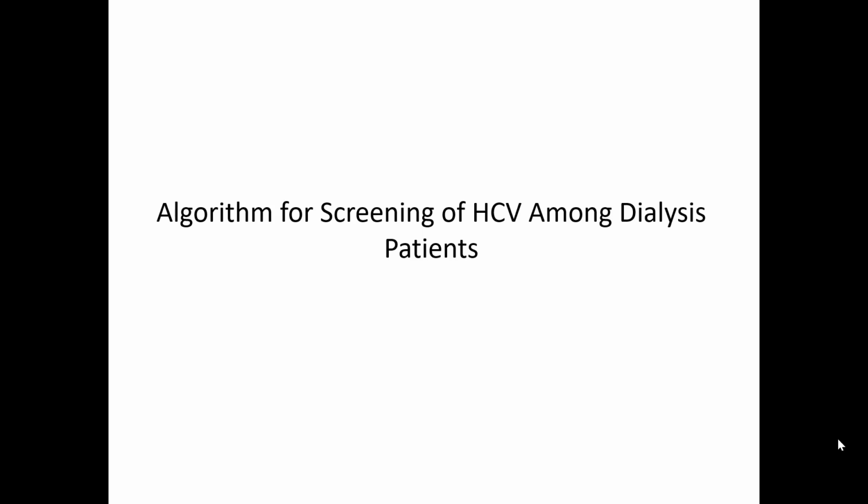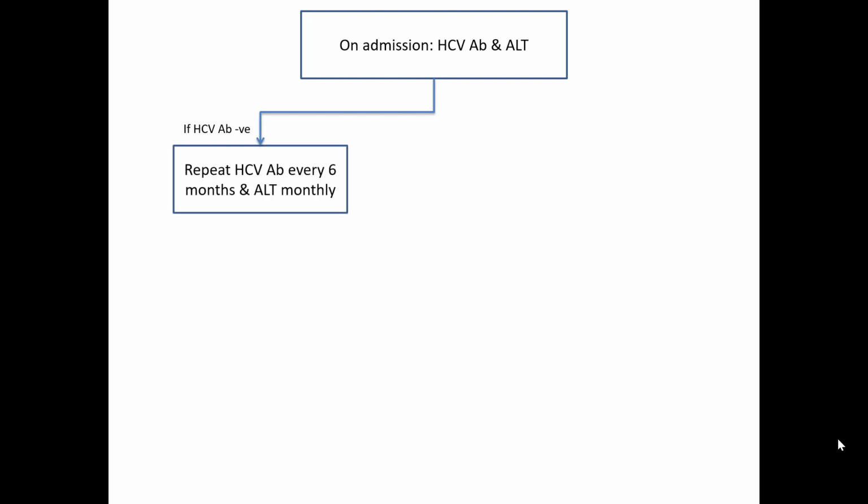Regarding the algorithm for screening of HCV among dialysis patients, on admission of the patients to the dialysis facility, laboratory tests including HCV antibody and liver enzymes are done. If the HCV antibody test is negative, then we should repeat the HCV antibody test every 6 months and the liver enzymes test monthly.